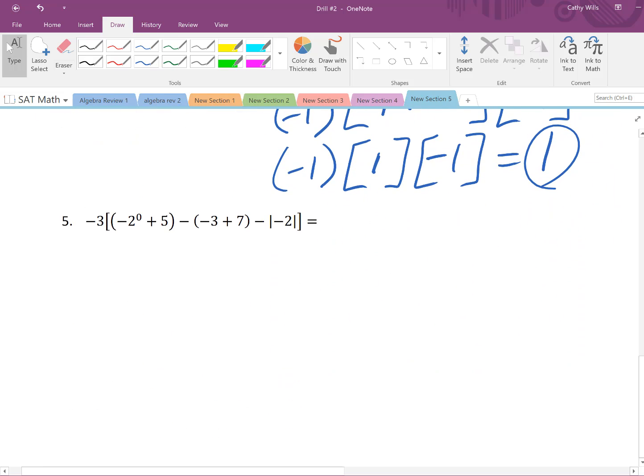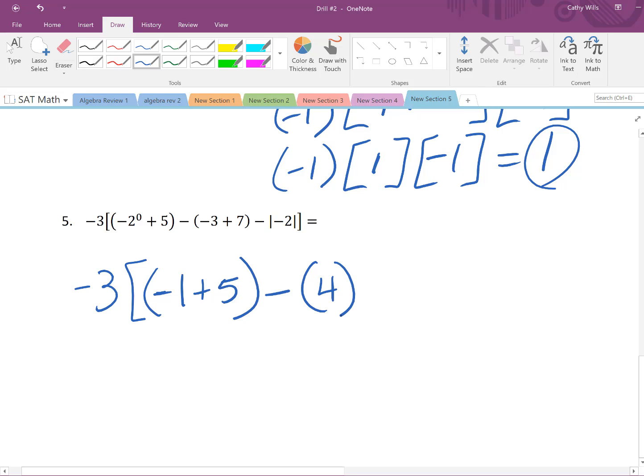All right, now you've got negative 3, got a bracket. All right, you've got to do the stuff in the parentheses first. And in the parentheses, you've got an exponent, so you have to do that first. All right, so negative 2 to the 0 power. The negative sign is not affected by the exponent, just sits there. And 2 to the 0 is 1, plus 5, minus, in this parentheses, you've got negative 3 plus 7, which is positive 4. And then you're subtracting the absolute value of negative 2. The absolute value of negative 2 is 2.